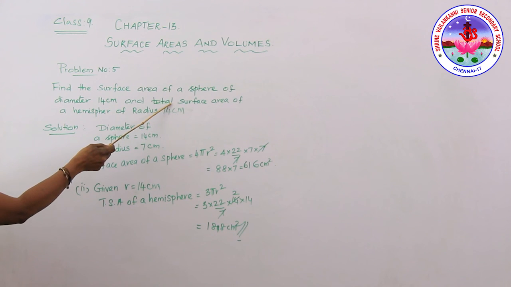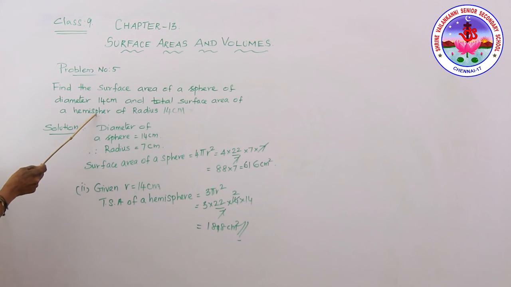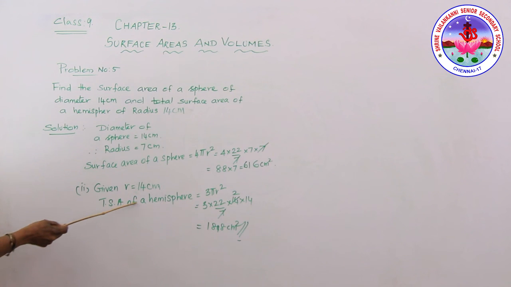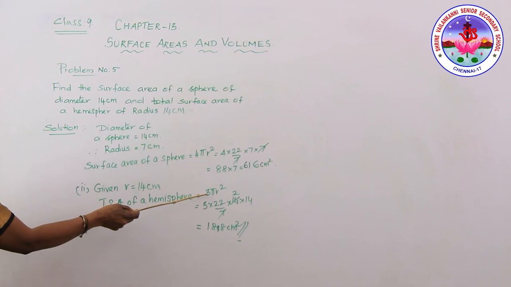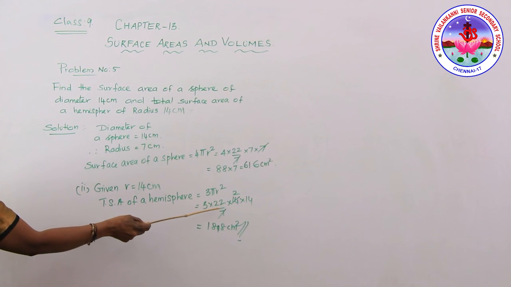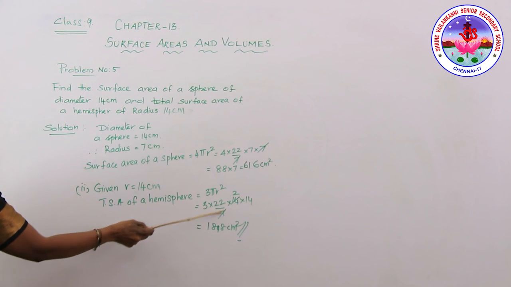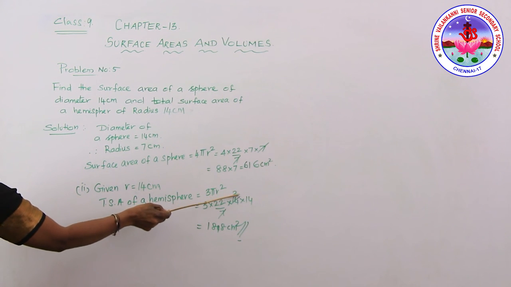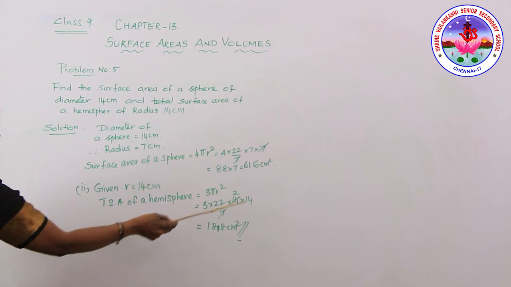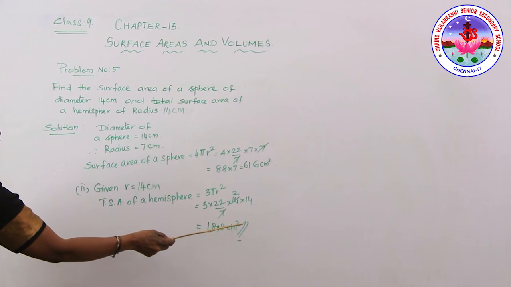Now coming to the second problem, he asked you to find the total surface area of a hemisphere. So writing this hemisphere radius as 14 centimeter, total surface area of hemisphere, we have the formula 3 pi r squared. So 3 into 22 by 7 into radius is 14 into 14. So 7 gets cancelled, 14 2 times. So I have 66 into 28, which is equal to 1848 centimeter square.